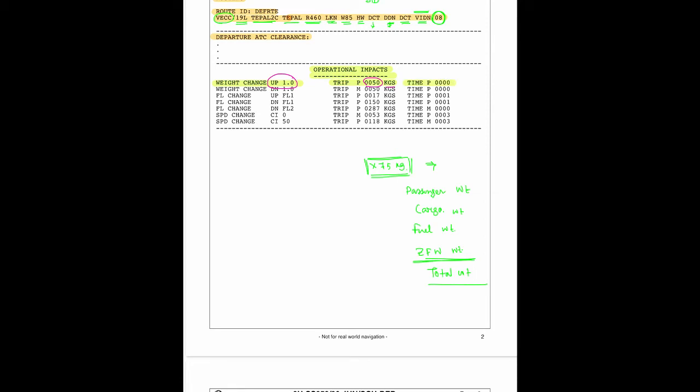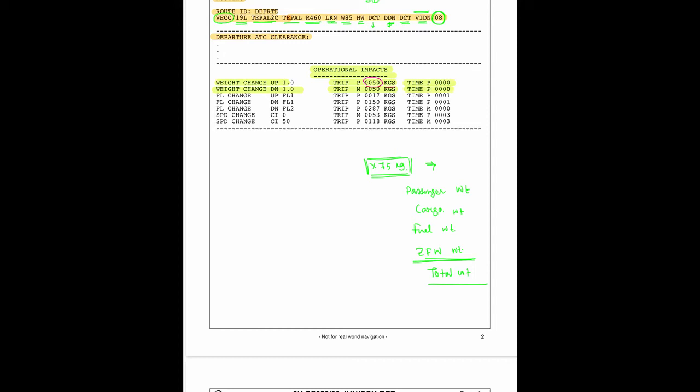If the weight change is down 1.0, we are having 1.0 lesser. Then for the trip the fuel will be minus 50 kgs, meaning the engine will take 50 kg less fuel, and the time will be the same.